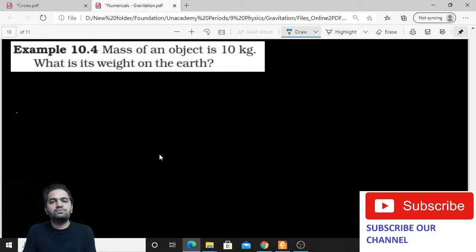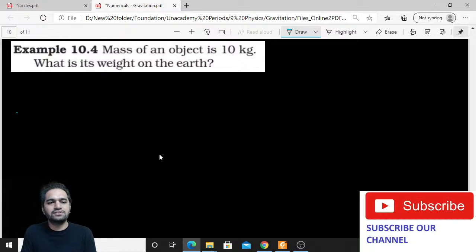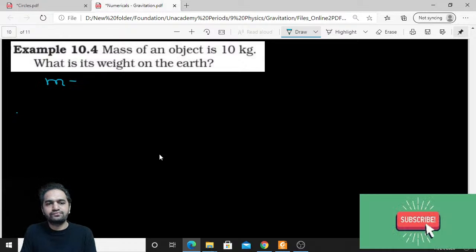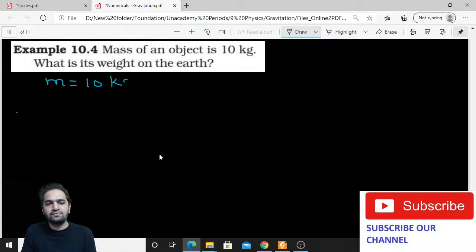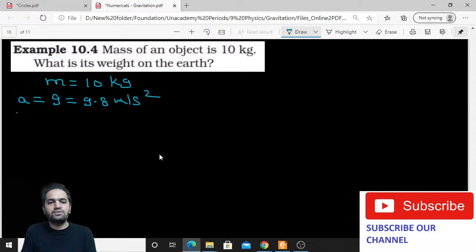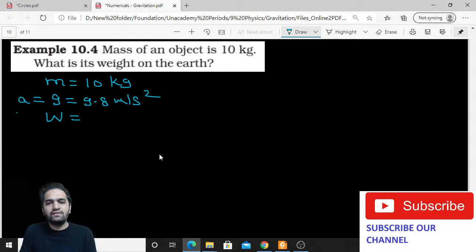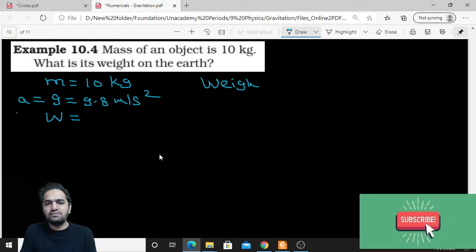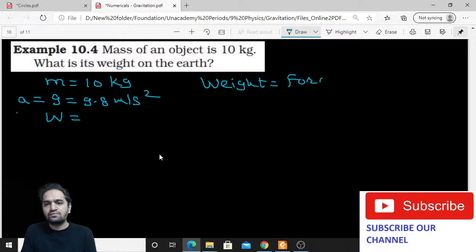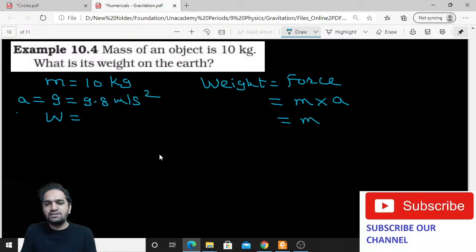Okay. So the mass of an object is 10 kg. What is the weight on the earth? Now what is weight? Weight is nothing but force. So you can just write it down. Value of m is 10 kg. Value of g is 9.8, which is also equal to a, right? Meter per second square. And what are they asking? Weight. But according to our information, weight is nothing but force. Force is nothing but mass into acceleration, and acceleration is nothing but acceleration due to gravity, right?